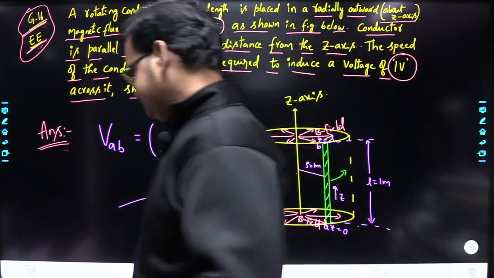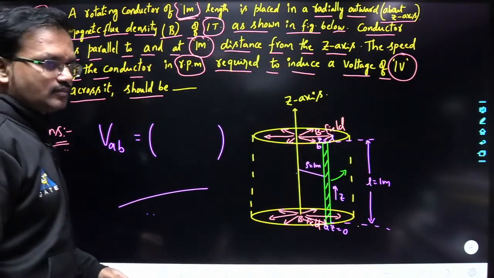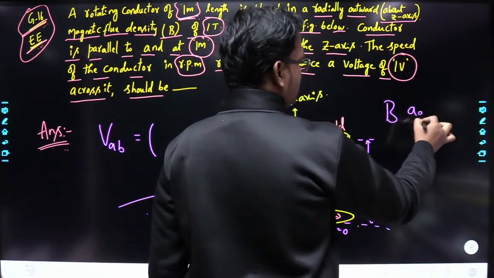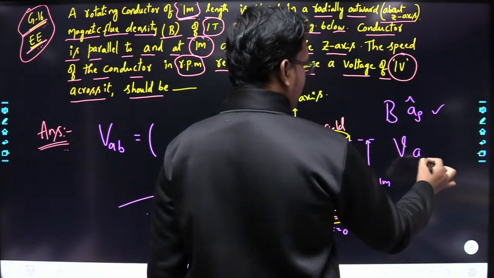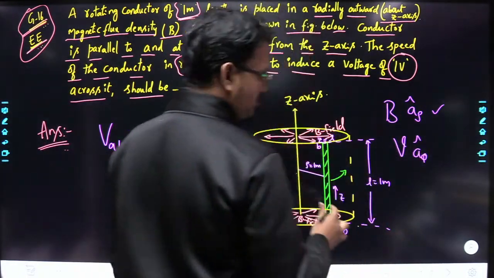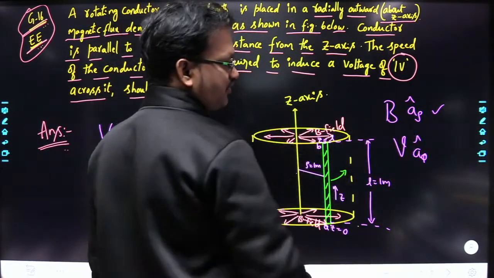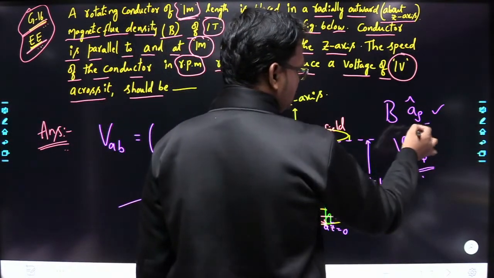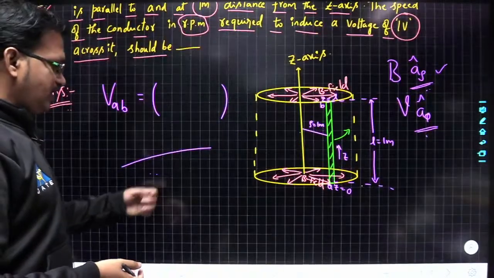The B field is in the a rho cap direction. The velocity is in the a phi cap direction, since it is revolving in the anti-clockwise direction. I am giving each and everything here, so just apply the formula. VAB is equal to what? Tell me.